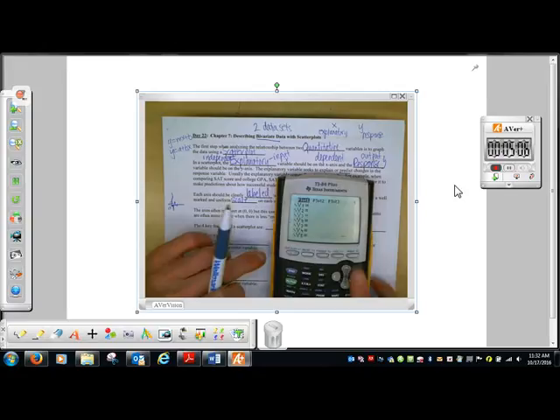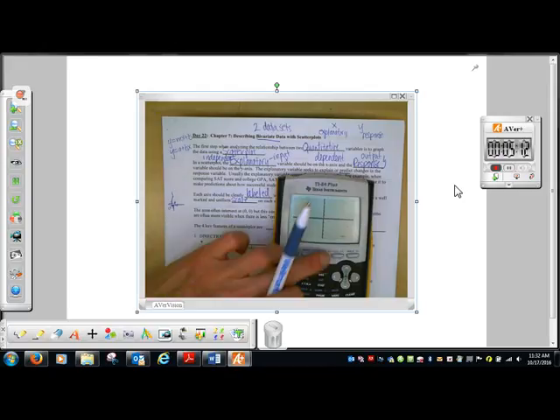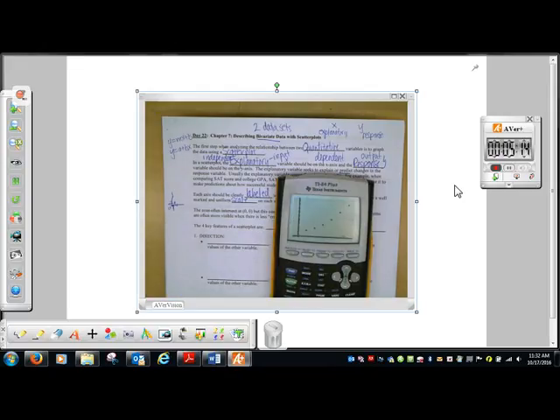All right, so there's our scatter plot. And then if you want to get the values, you can hit trace, and you can move from point to point, and it'll tell you the data points, so then you know how to scale. You do need to still draw a nice scatter plot. It should be well labeled with the scales, but you can use your calculator to help you out.